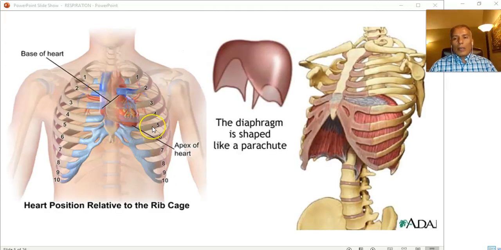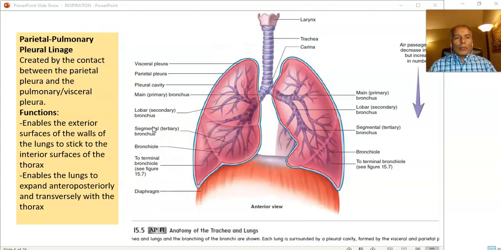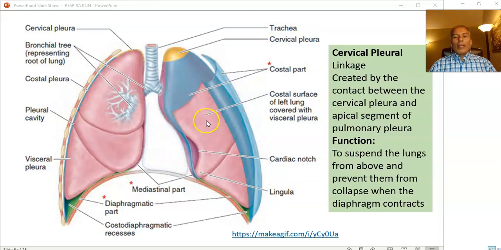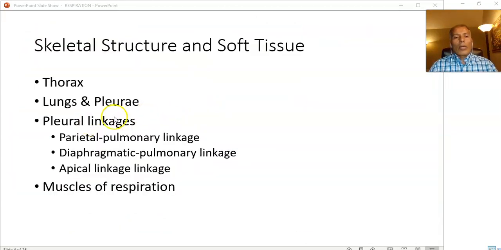So then the pleurae, when they get together, and they studied this in anatomy and physiology, so it shouldn't be brand new for you. When they come together, there's a little gap in between them that is filled with fluid, and that gap is called the pleural cavity, and that gap is going to have negative air pressure. So first, let me review more.